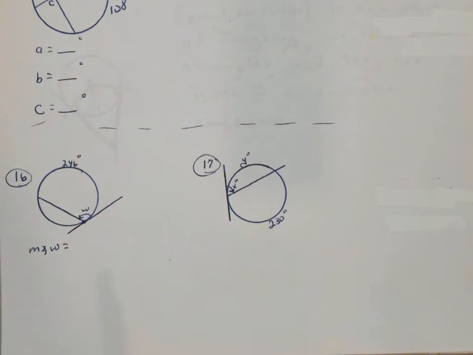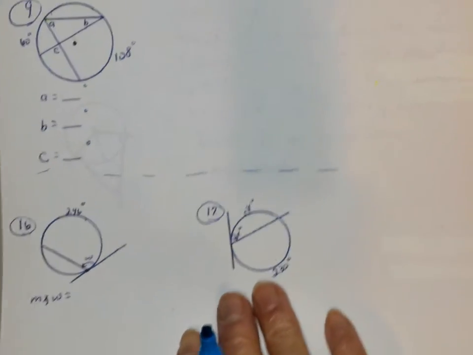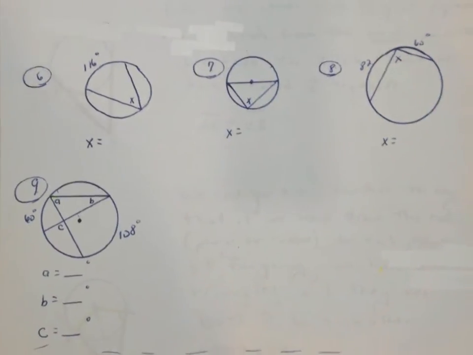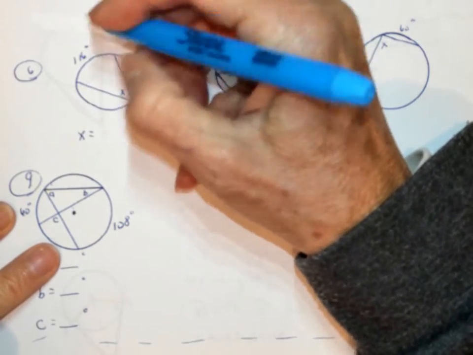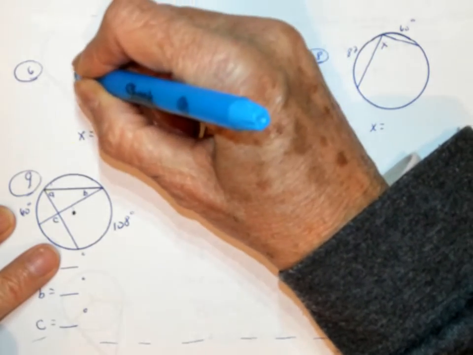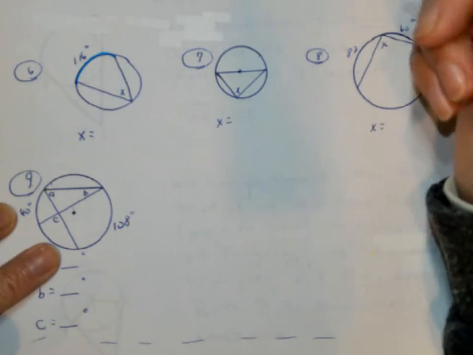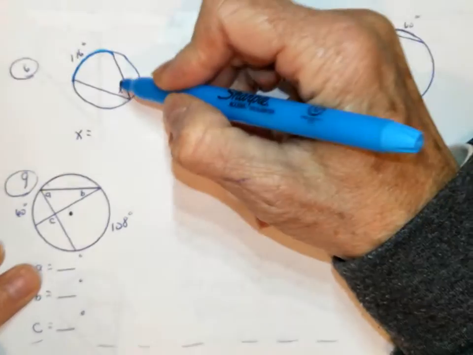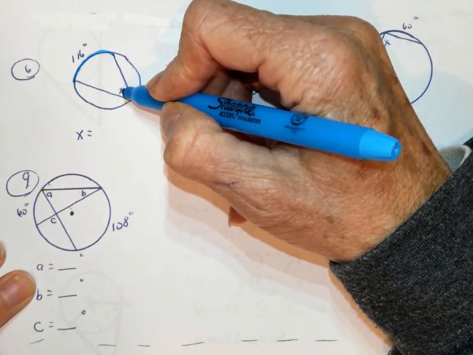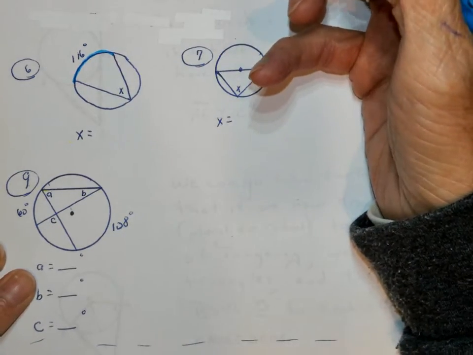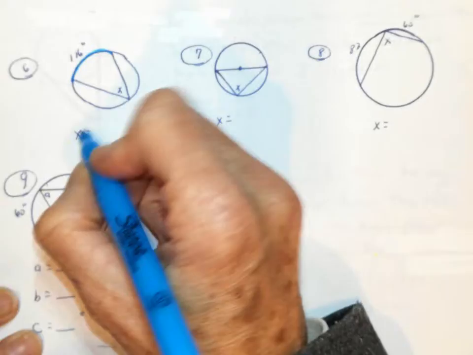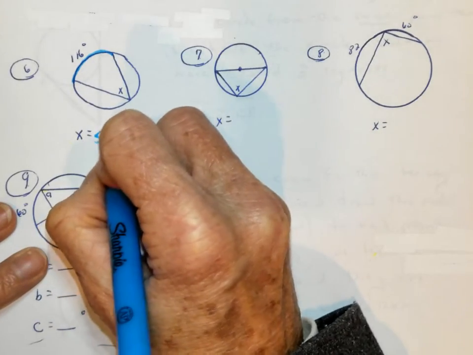Okay, so let's do a couple examples here. All right, let's take a look at this number 6. If this is the arc that angle X intercepts, and that's 116 degrees, and this is an inscribed angle, then X is equal to half of 116. So that's going to be 58 degrees. So X is equal to 58 degrees.